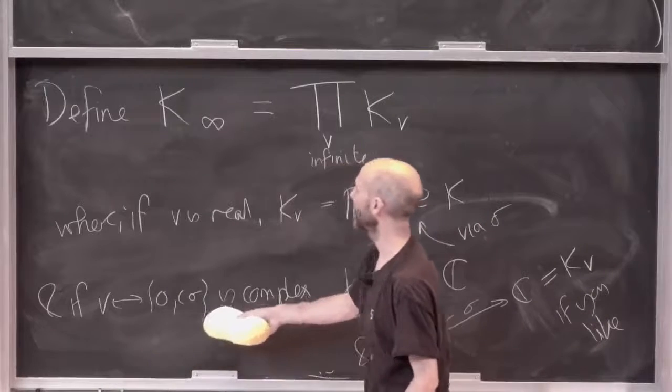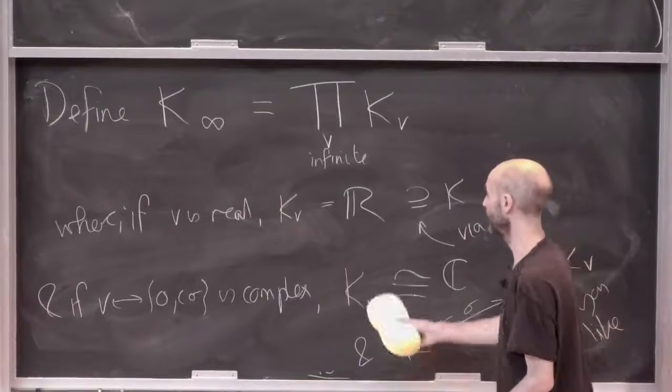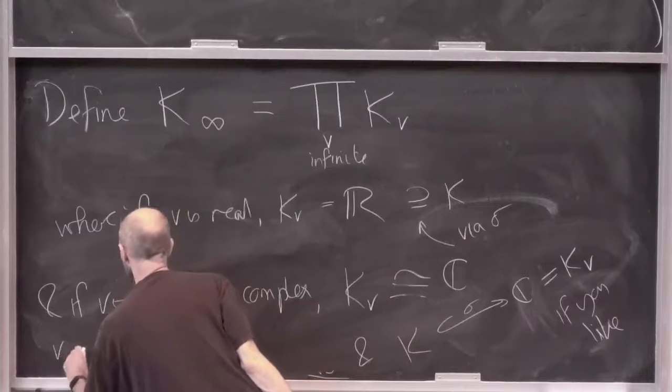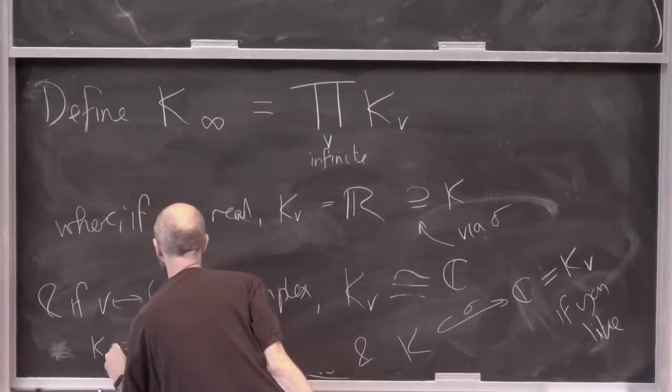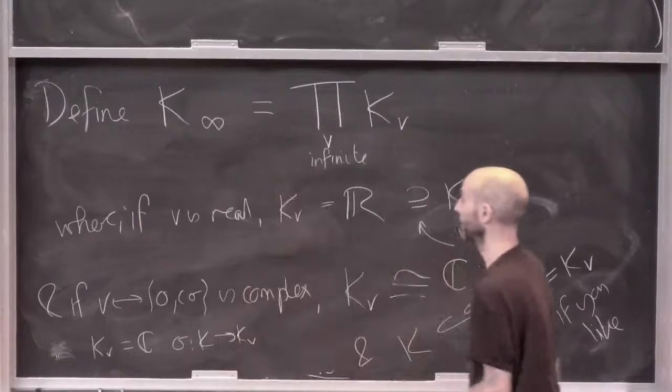V goes with sigma and C sigma. Just fix the sigma. Just choose sigma, right? And then KV is equal to C, if you like. So V, choose sigma, whatever, KV. KV equals C, and sigma from K into KV. Right? There you go. That's what's going on.